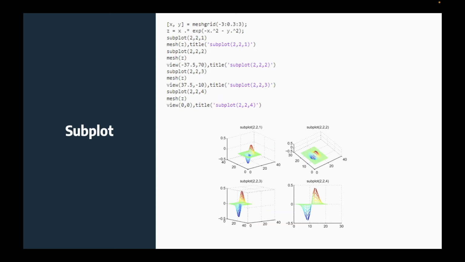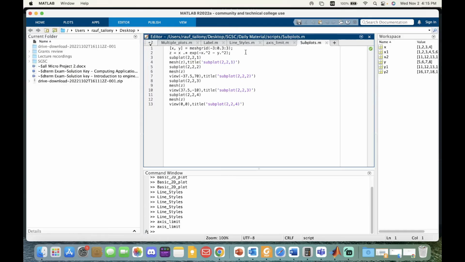Now, the subplot script should look like this, and we try to run it. So you have X and Y, you have meshgrid, which means show me the grid of the XY or XYZ drawing. And this is the function I have, X multiplied by E to the power of minus X squared minus Y squared. Then you say subplot 2, 2, 1 to have the title subplot 2, 2, 1. Subplot 2, 2, 2 with mesh Z means show me the squares. Then it's going to show you a certain view of the graph, the third and the fourth, and so on. So go ahead and load it on your machine.